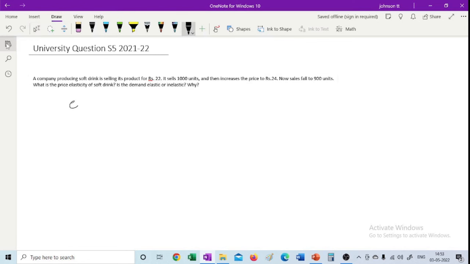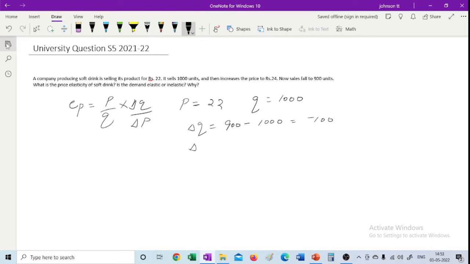So the formula is EP equals P by Q into delta Q divided by delta P. P is equal to 22. Q is the initial quantity, 1000 units. Then delta Q equals the final quantity 900 minus 1000, that is equal to minus 100. And delta P is equal to 24 minus the initial price 22, that is equal to 2.